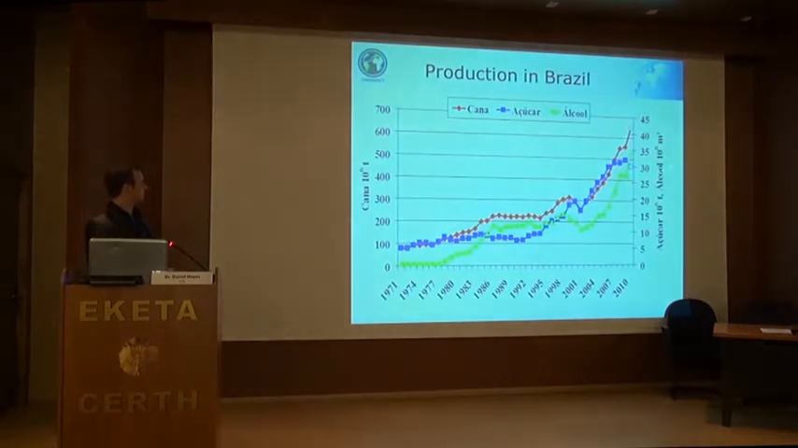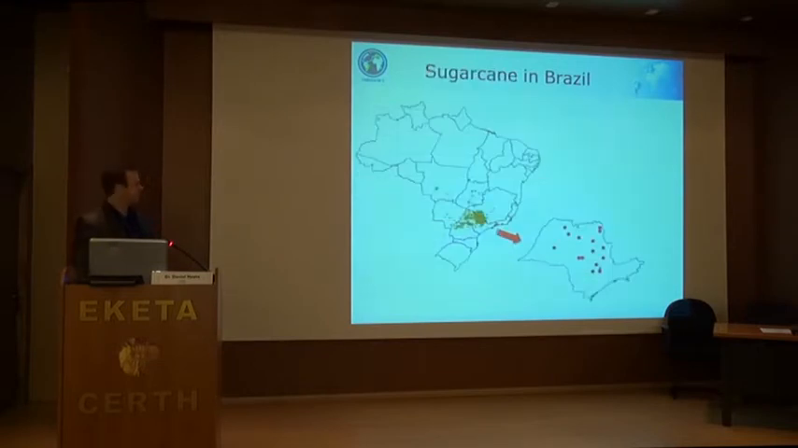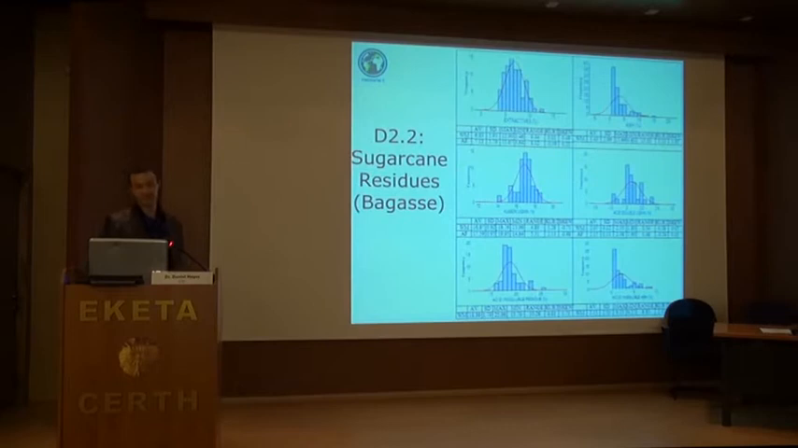Here's just a slide showing how the production of sugar, alcohol, and sugarcane has increased significantly in Brazil since the start of the Pro-Alcohol program in 1970. What we did at CTC is we focused on the São Paulo region, because this is where most of your sugarcane plantations are. We sampled the bagasse from a variety of different sugarcane mills in that state. And then we did analysis of these samples.